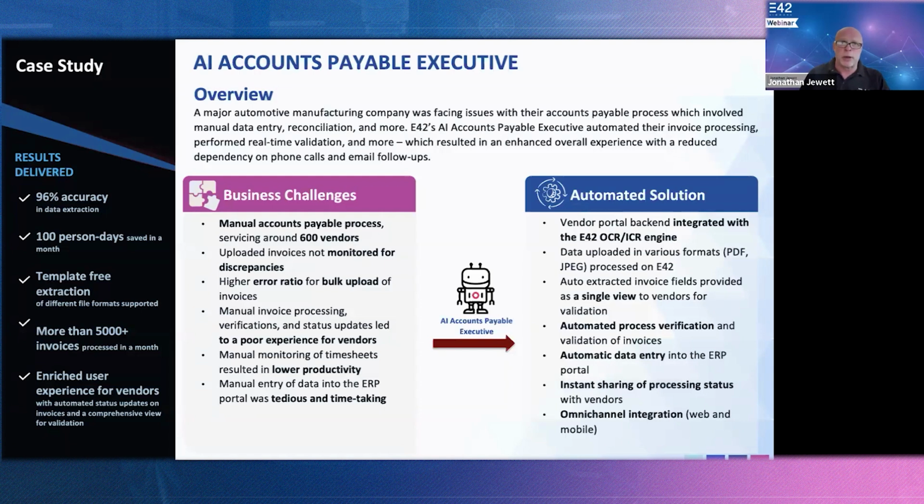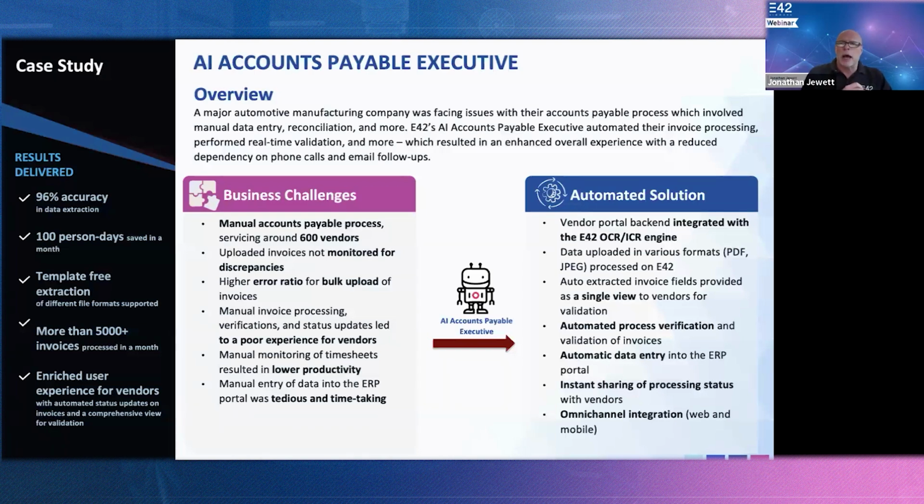At the end of the day, you're an automotive manufacturer, you're going to have a lot of partners, you're going to be reliant on materials and that supply chain to really make your business go. You can't have bad relations with your vendors and your supply chain. You got to keep them happy. So they came to us. They came to E42 and said, help us really automate this process.